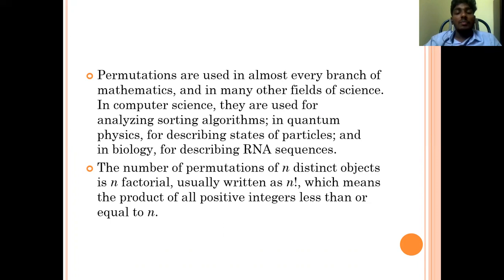Next, the number of permutations of n distinct objects is n factorial, usually written as n!, which means the product of all positive integers less than or equal to n.